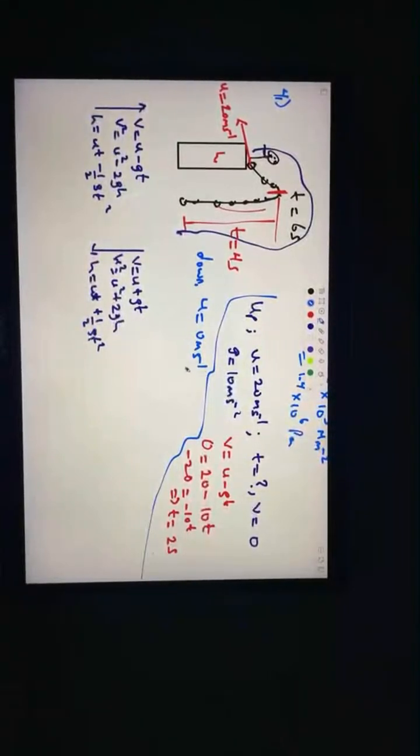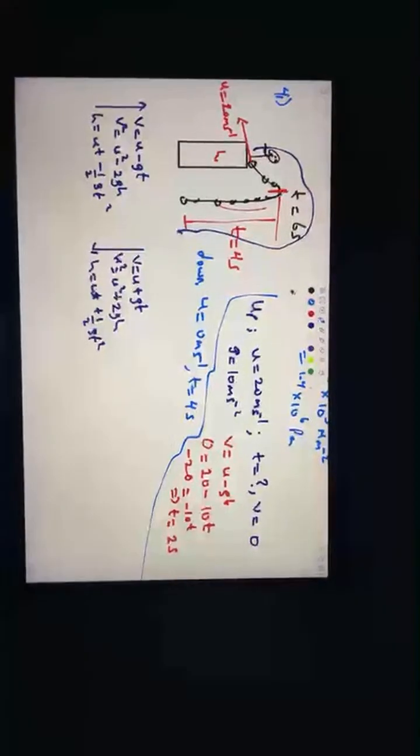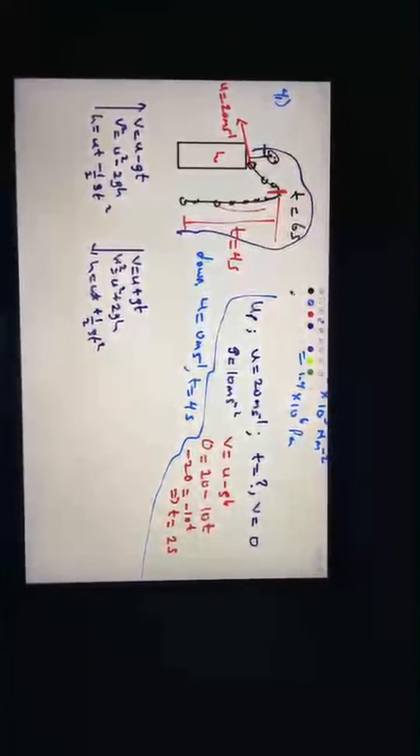Then what do we have again? We have t equals 4 seconds for the falling down motion. Where did I get that from? If going up took 2 seconds, total time is 6 seconds. That means that it will use the remaining time to get down.